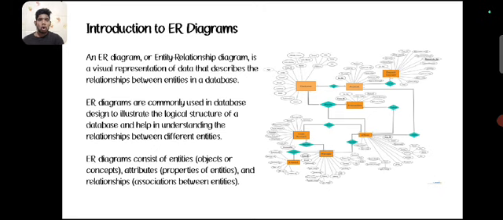An ER diagram, or entity relationship diagram, is a visual representation of data that describes the relationships between entities in a database. ER diagrams are commonly used in database design to illustrate the logical structure of a database and help in understanding the relationships between different entities. ER diagrams consist of entities (objects or concepts), attributes (properties of entities), and relationships (association between entities).